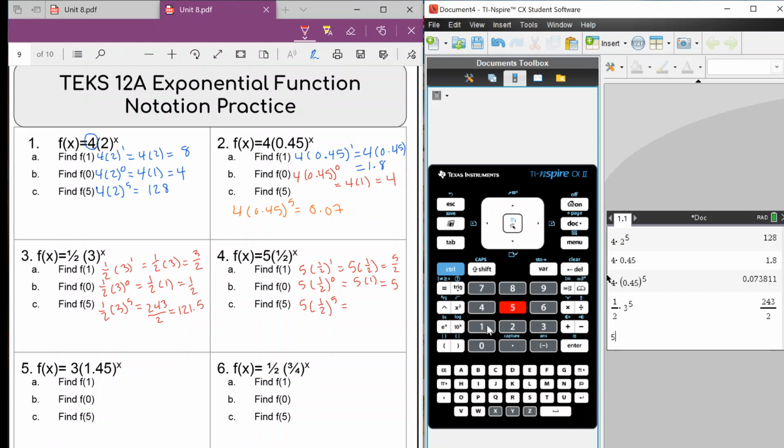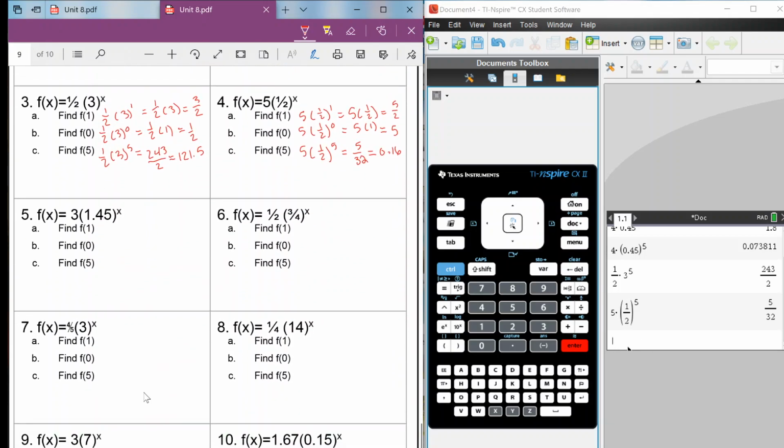Okay, so 5 parentheses 1/2 to the 5th power is 5 over 32, or 5 over 32 is the same as 0.16. I rounded that to 2 decimal places. Okay, go ahead and start on number 5.